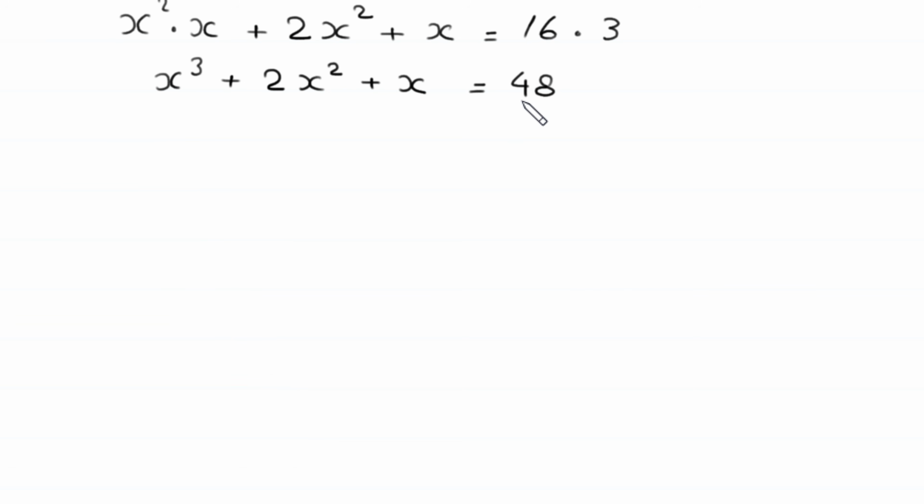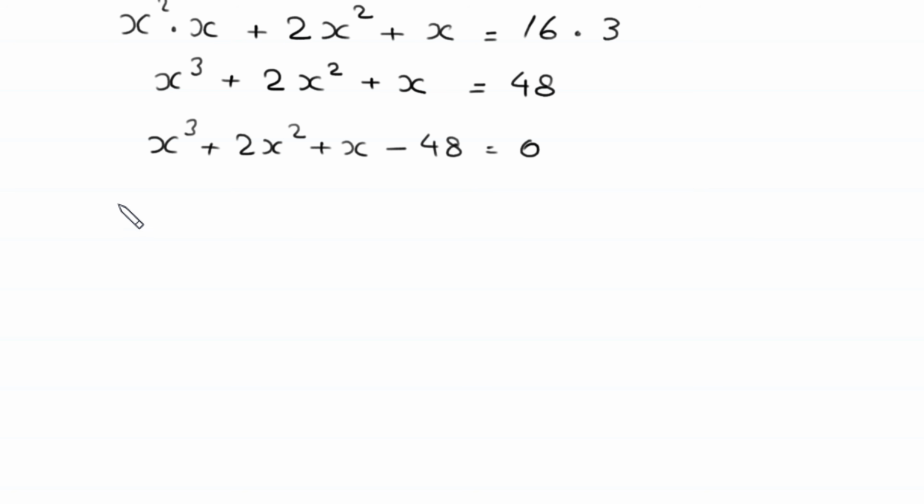Now we move this 48 to the left hand side. Then this equation will become x cubed plus 2x squared plus x minus 48 is equal to 0. Now this is a cubic equation and is factorable, so we solve it by factorization.